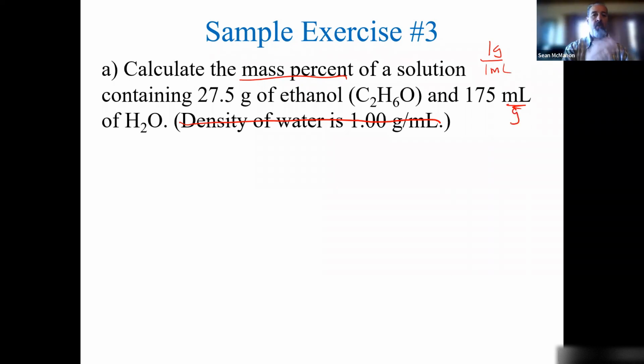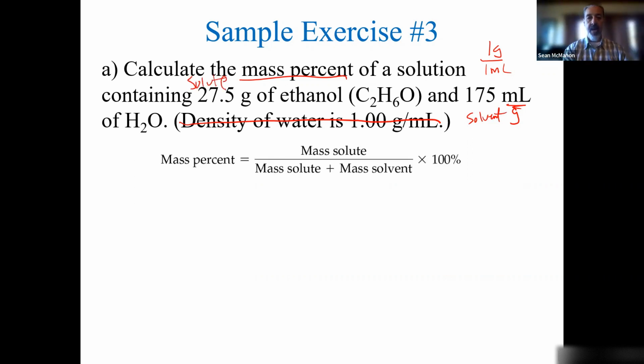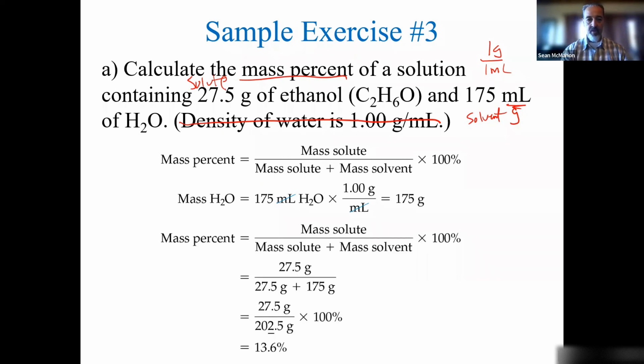So now, which one's less, 27.5 or 175? 27.5. So the ethanol is the part. The 175 plus the 27.5 is the whole, because this is my solvent. This is my solute. So here we go. Mass of solute divided by mass of solute plus solvent, convert using density the 175 mL to 175 grams, part over whole, the 27.5 over 27.5 plus 175.